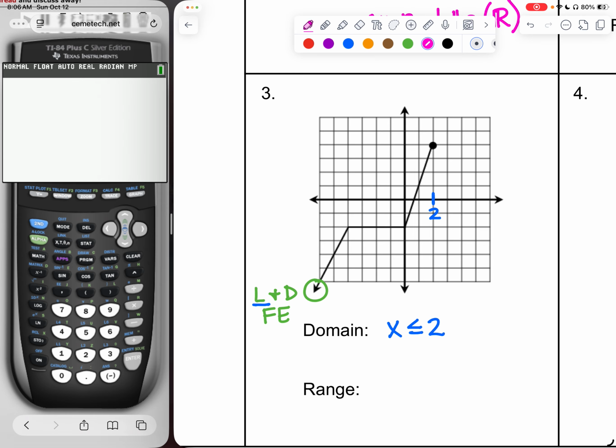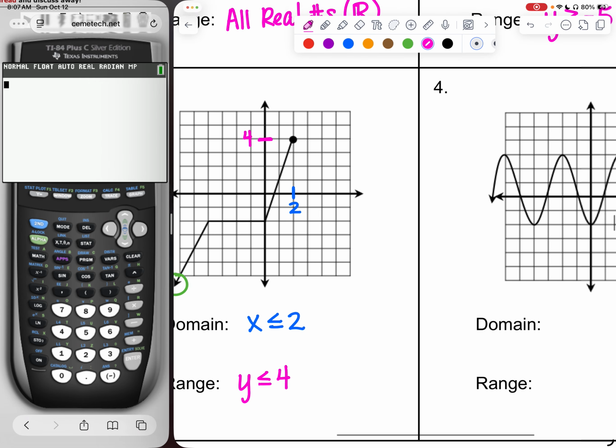My range is saying that I'm going down forever. I'm going down forever from where? If I look at that closed circle at the top, I go to that point. That's the highest part of the graph. So if I count up, that puts me at a +4. So here my range is that y has to be less than or equal to 4. So that is my domain and my range there.